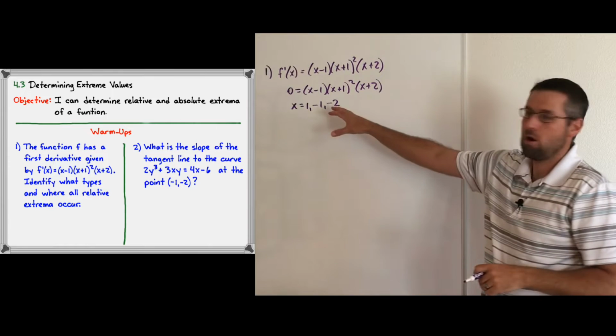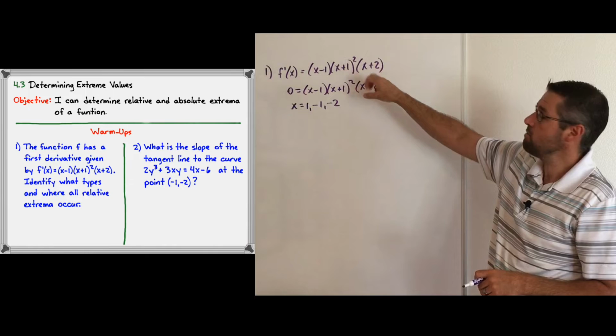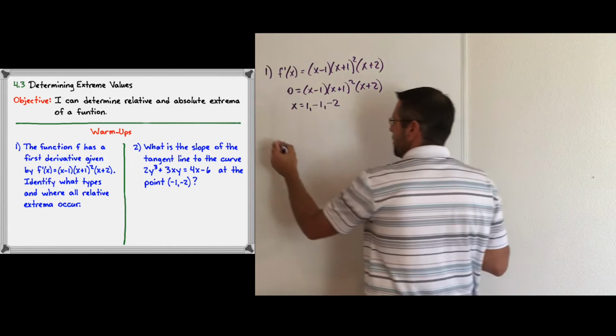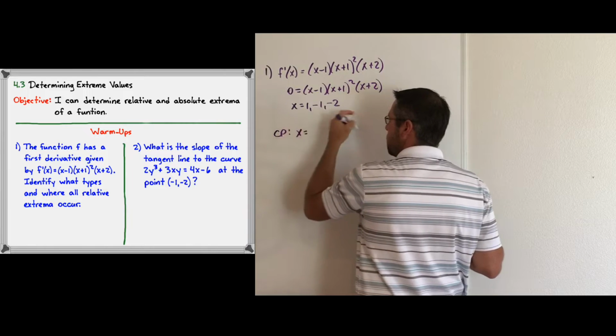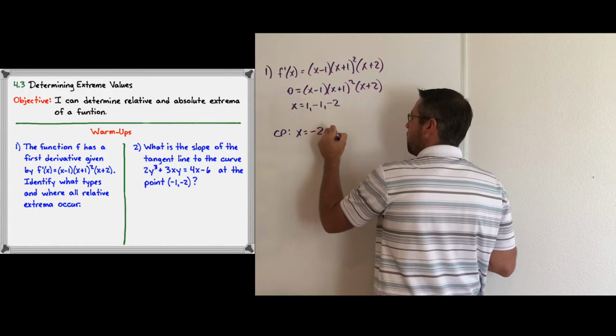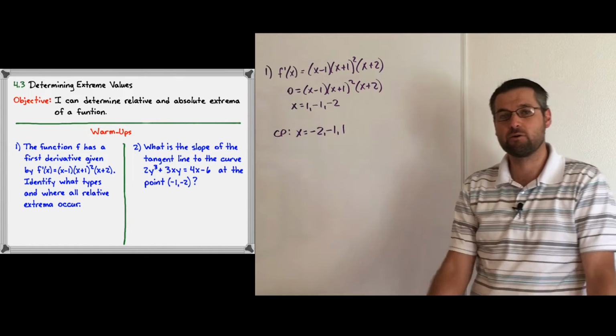So these are all critical points of our f function because f prime is equal to 0. So let me go ahead and write those down. Critical points are x equals, I'll put them in order here, negative 2, negative 1, and 1. So now we have to ask ourselves, do we have any other critical points?